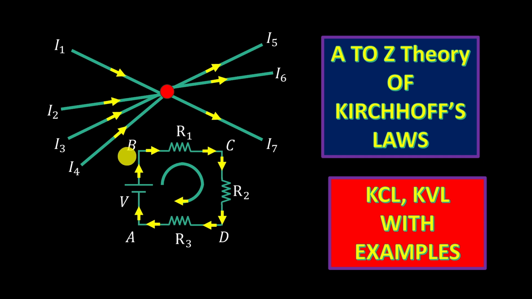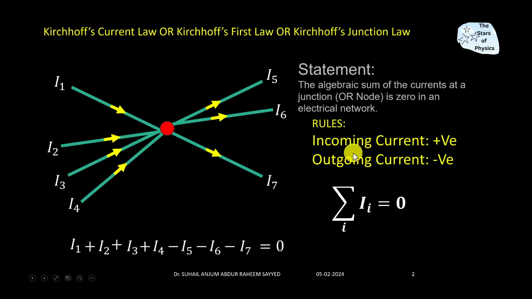Hello and welcome. In this video, we shall see A to Z theory of Kirchhoff's laws, that is Kirchhoff's current law and Kirchhoff's voltage law. We call them KCL and KVL, with examples. So first of all, we shall see what is Kirchhoff's current law, or Kirchhoff's first law, also called Kirchhoff's junction law.